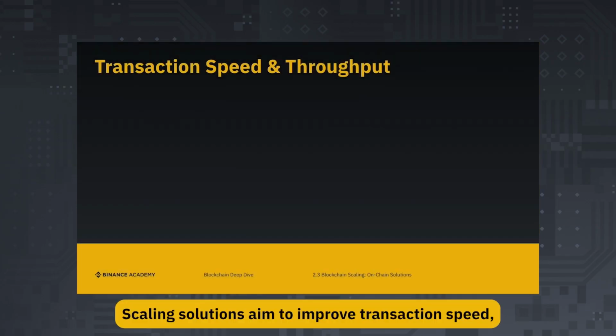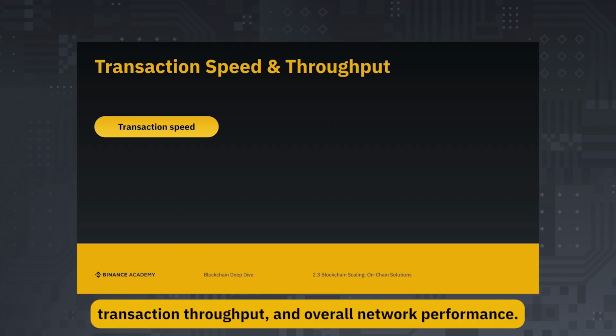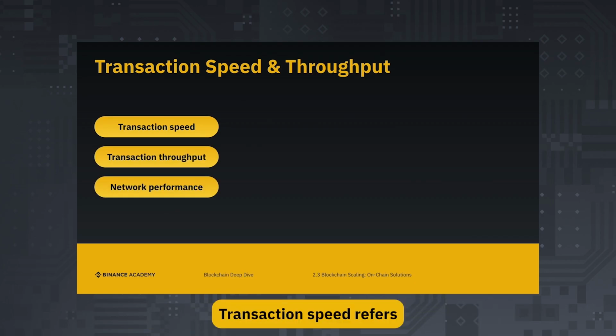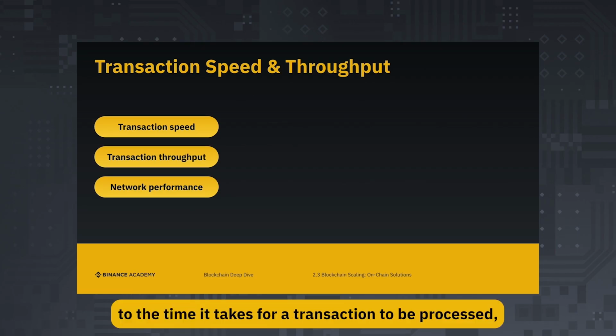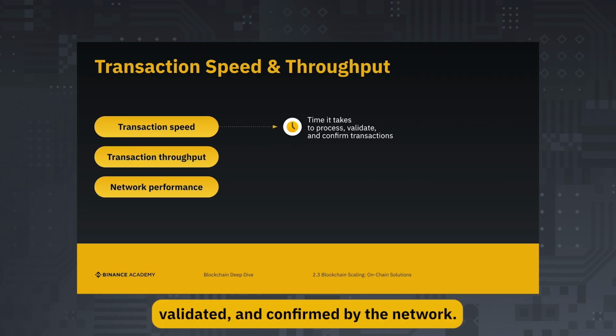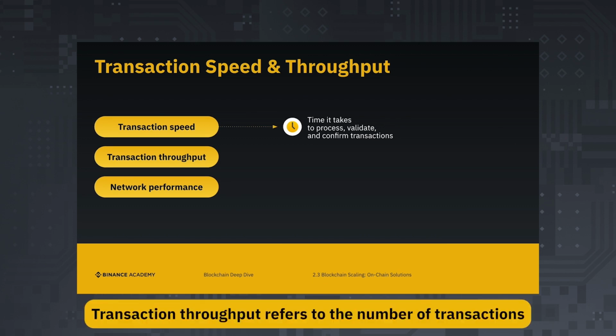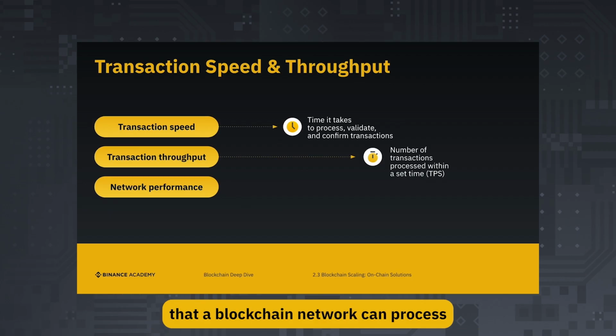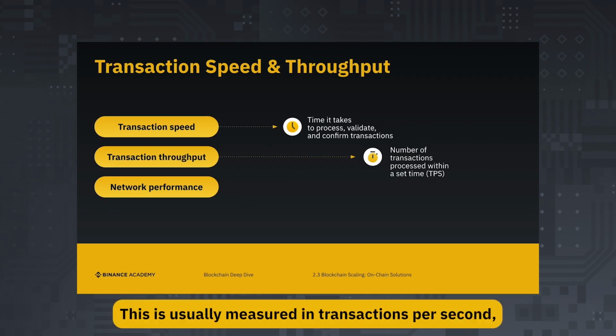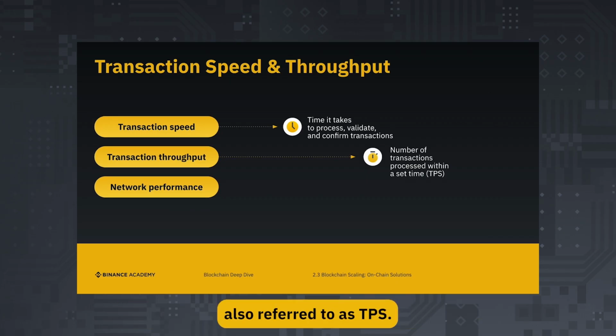Scaling solutions aim to improve transaction speed, transaction throughput, and overall network performance. Transaction speed refers to the time it takes for a transaction to be processed, validated, and confirmed by the network. Transaction throughput refers to the number of transactions that a blockchain network can process within a set amount of time. This is usually measured in transactions per second, also referred to as TPS.